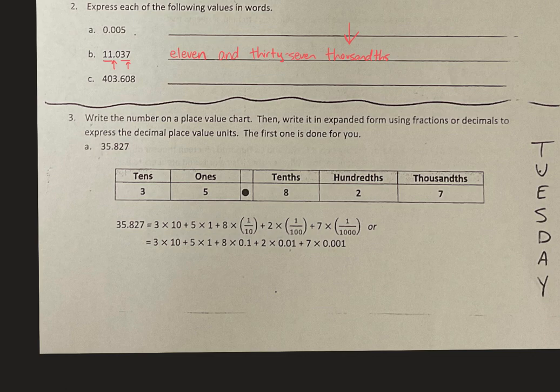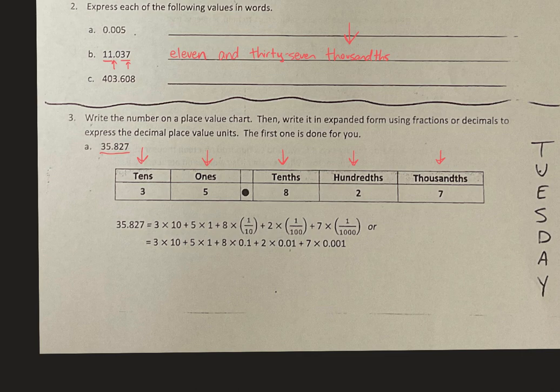Number 3, it says write the number on a place value chart and then write it in expanded form using fractions or decimals to express the decimal place value units. The first one is done for you. So let's look at A as an example. The number is 35 and 827 thousandths. And they take that number and place it into the place value chart, right? Each digit goes into its place. Okay, so we have 3 tens, 5 ones, 8 tenths, 2 hundredths, and 7 thousandths, right?